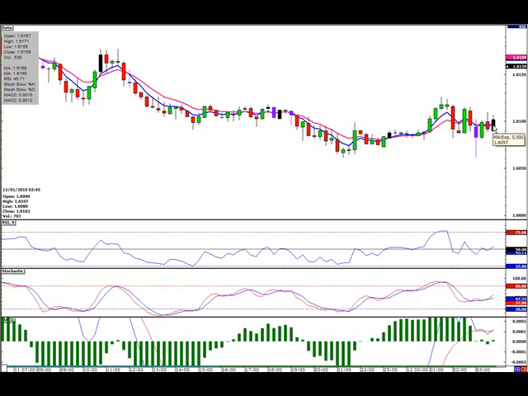Alright, so here at 3:45 we get a crossover to the upside. RSI is above 50, stochastics are trending up. MACD has gone from negative to positive. This is a valid entry.